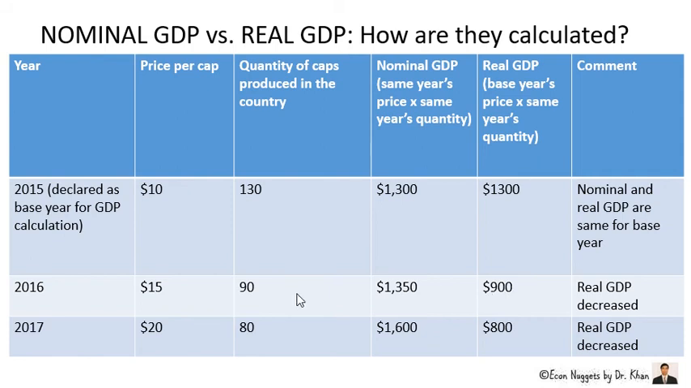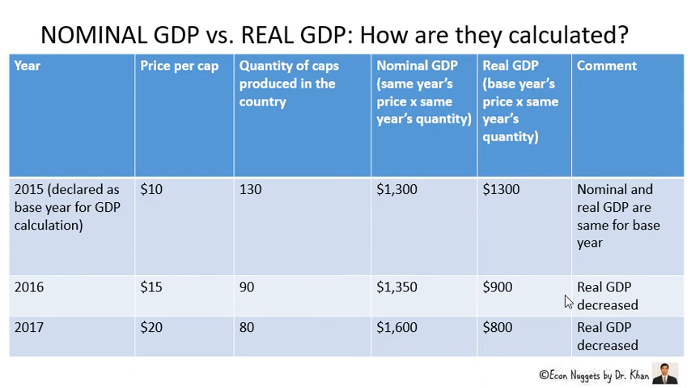Now let's see how it plays out for year 2017. For 2017, caps were selling for $20 a piece, and 80 pieces were produced. So what is the nominal GDP for that year? That's $1,600, $20 times 80 pieces. What would be the real GDP for that year? It would be the base year's price, $10, times the current year's output, 80 pieces. So 10 times 80, it will be $800. So again, for this year also, the real GDP decreased relative to the base year's real GDP.